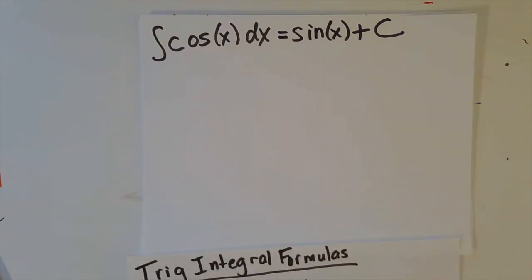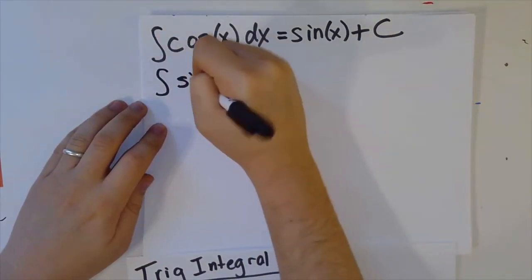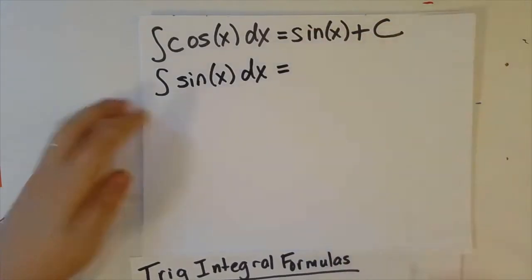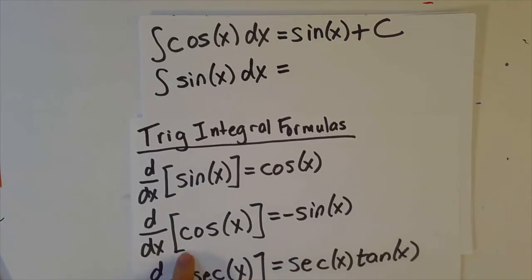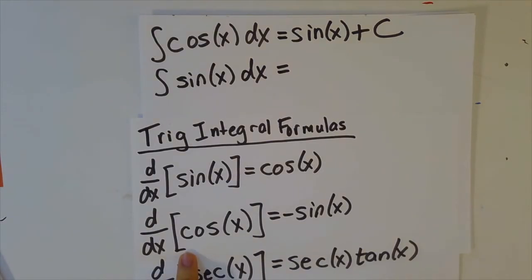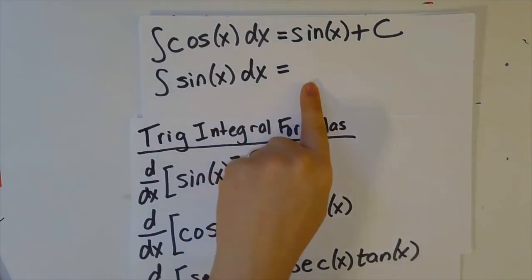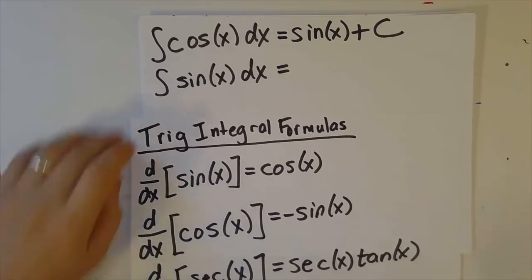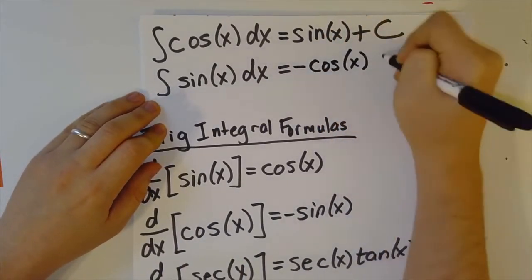Okay, but while we're at it, we can also figure out, hey, what's the integral of sine? Now, the derivative of cosine is in fact minus sine, so that means I can't just write cosine here. I need a minus to cancel that out, so this is actually minus cosine of x plus c.